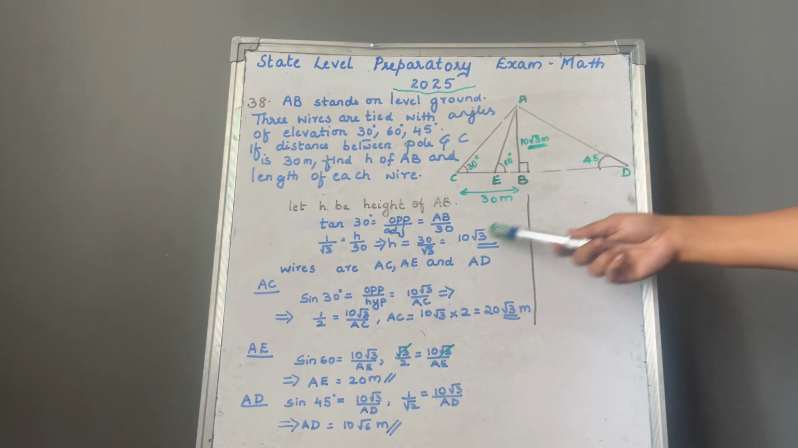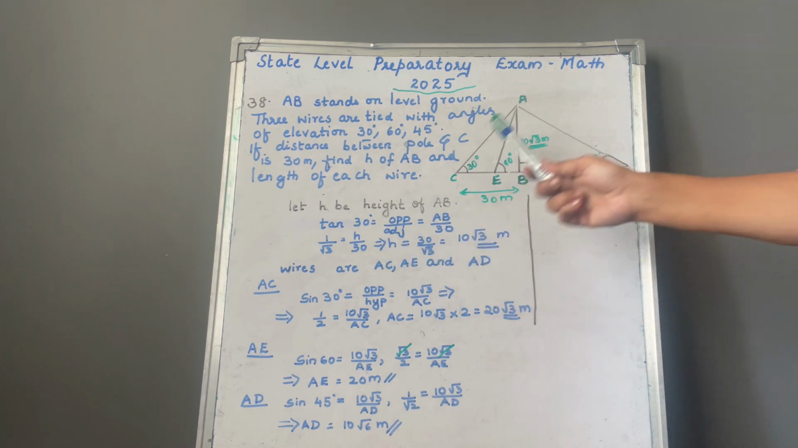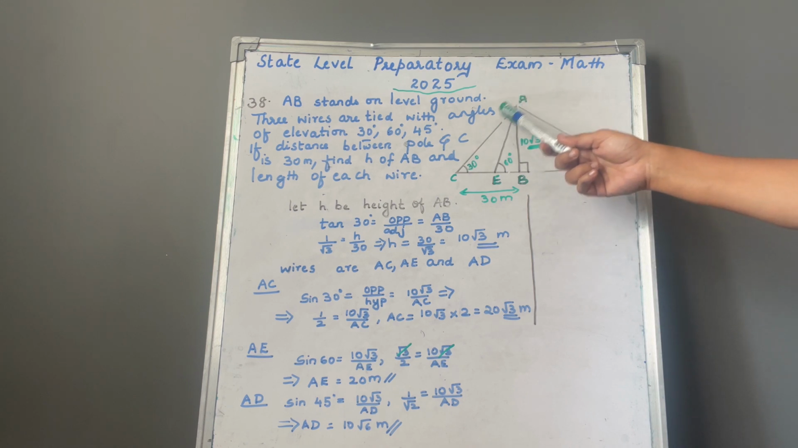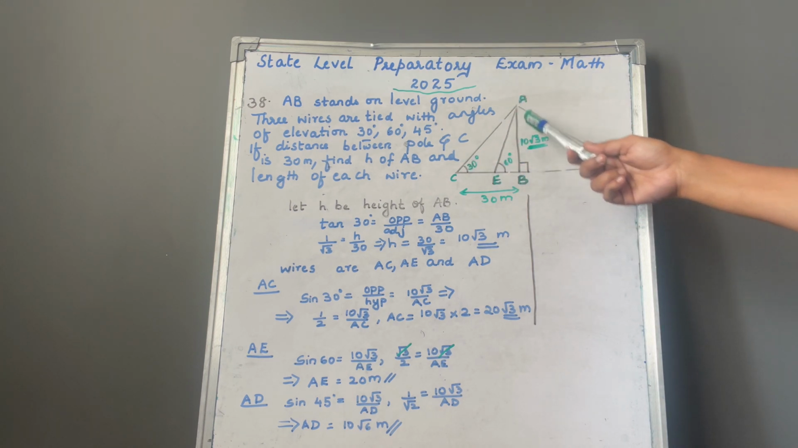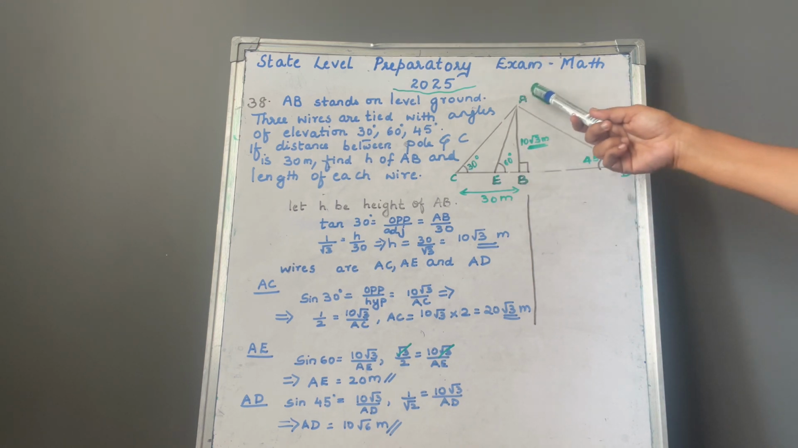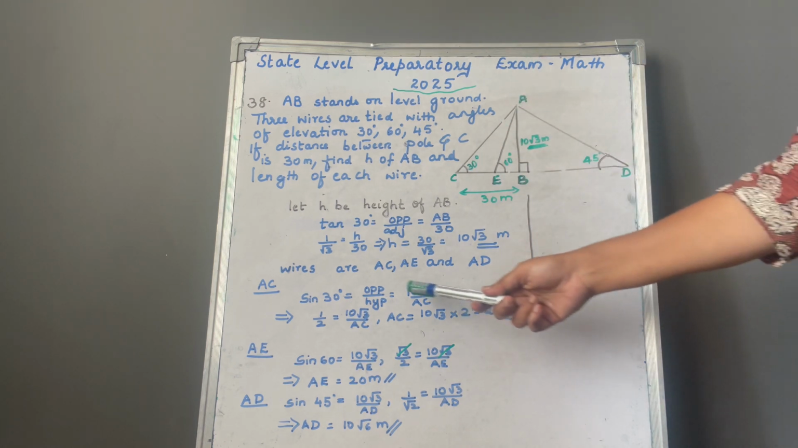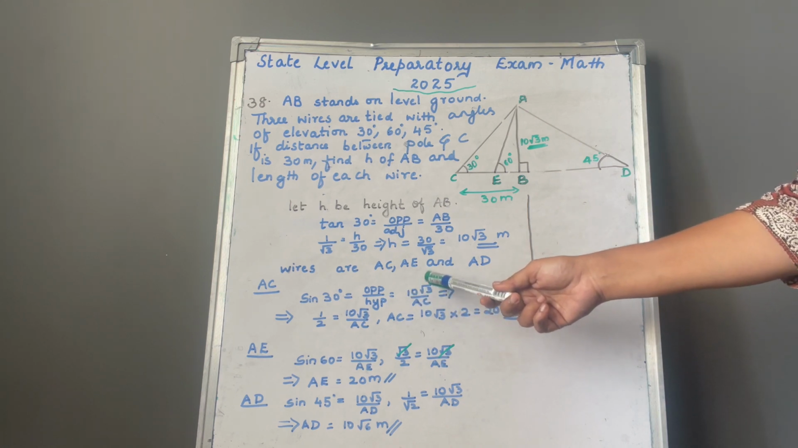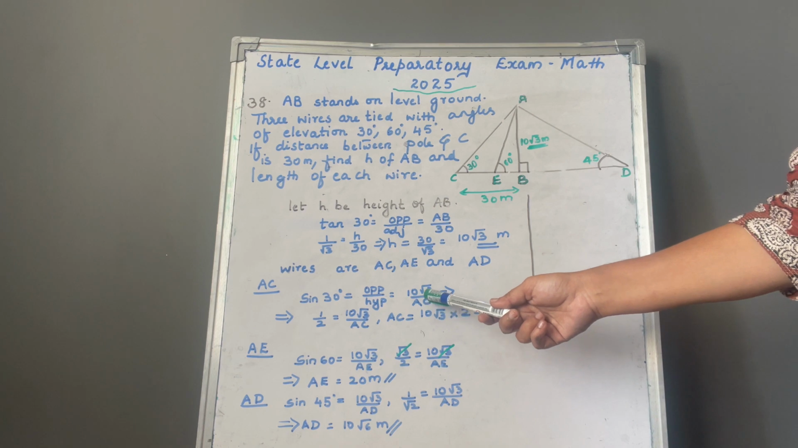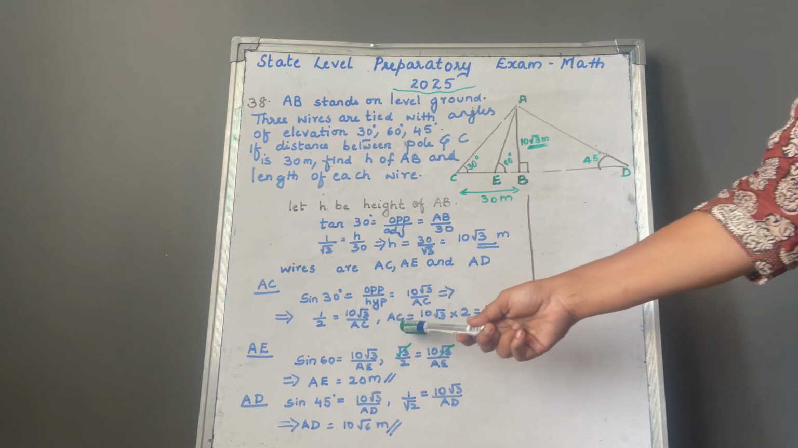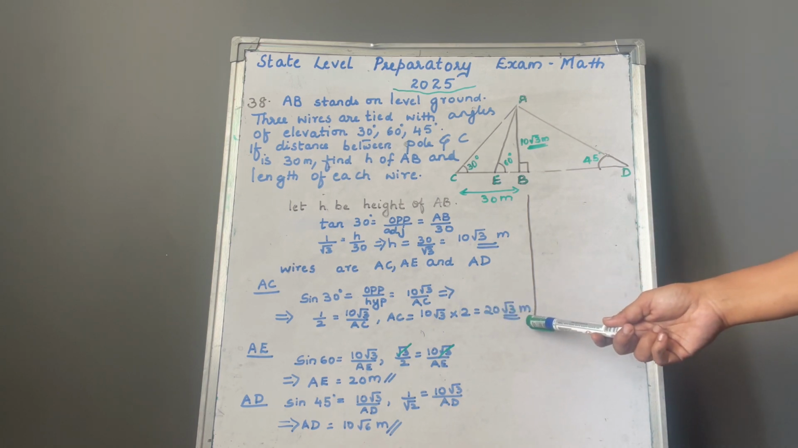To find the length of wire AC, we can use sine 30. Sine 30 is opposite by hypotenuse, that is AB by AC. Here AB we already found out as 10 root 3. So half is equal to 10 root 3 by AC, or AC is equal to 20 root 3 meters.